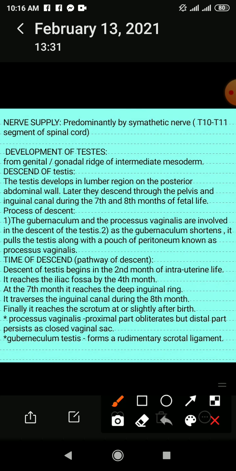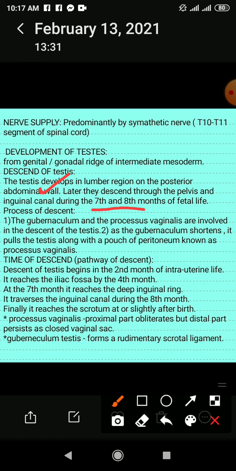Now come to the descent of the testis. Actually, in the embryological period, the testis was in the abdomen. In fetal life, it was in the lumbar region of the posterior abdominal wall. That means it was in the abdomen. But later, it descends through the pelvis and the inguinal canal during the 7th and 8th month of fetal life, and then ultimately goes to the scrotum.